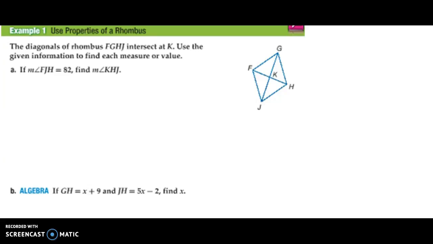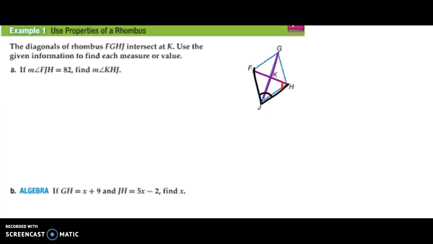It says the diagonals of rhombus FGHJ intersect at K. Use the given information to find each measure or value. So we know this is a rhombus. So we know that right here it forms a 90-degree angle. Those are perpendicular lines. So it says if angle FJH is 82, find the measure of angle KHJ. That's going to be this one right here. Well, we know that this big angle right here is 82.